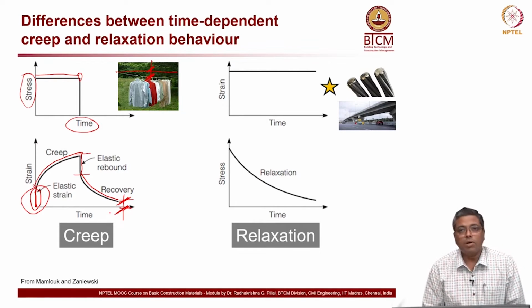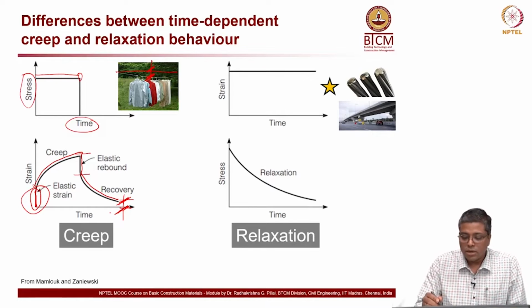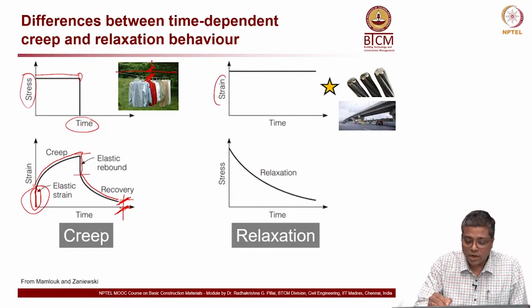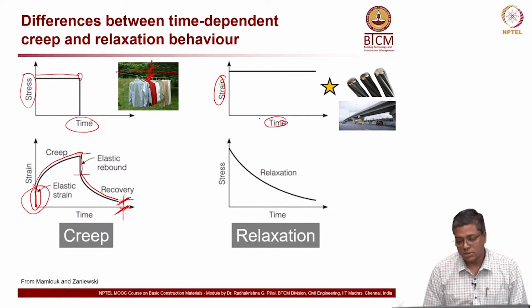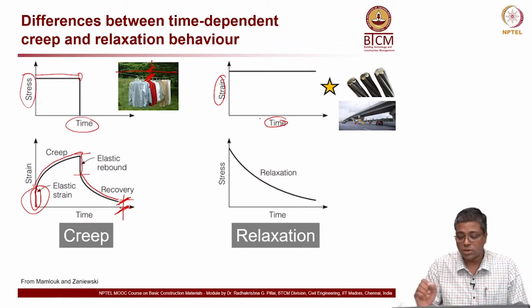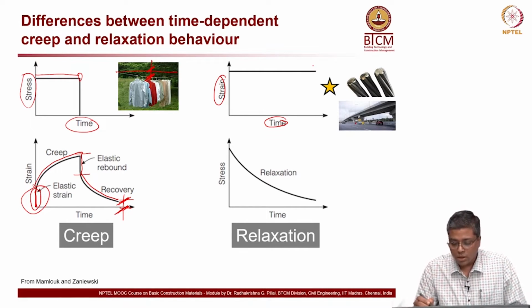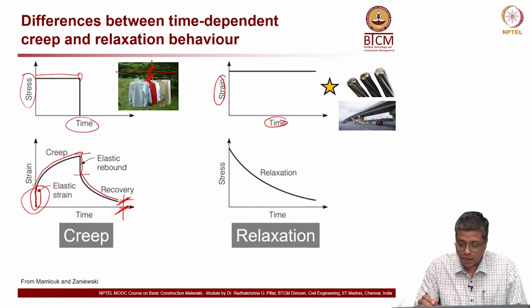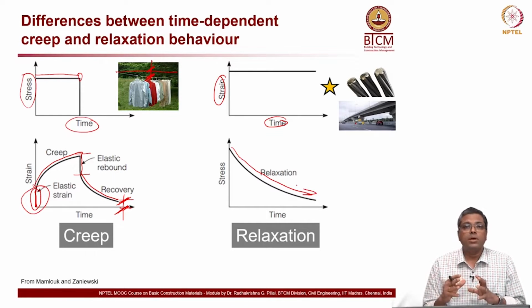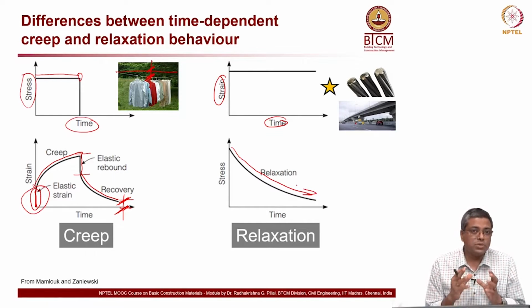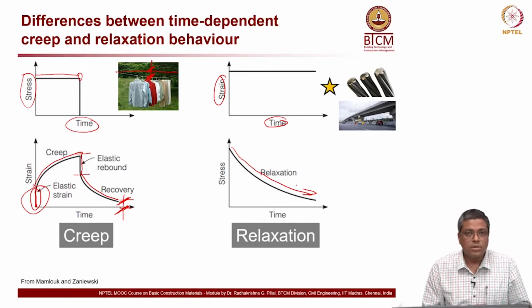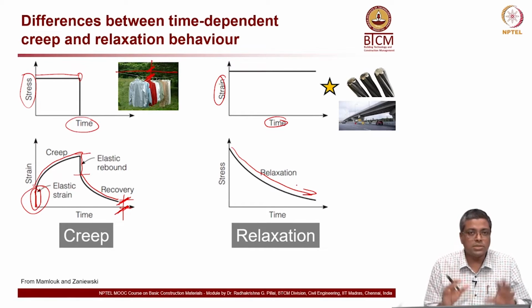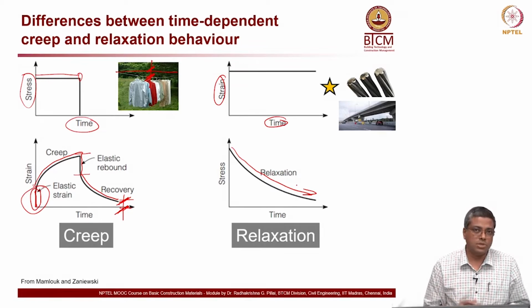Now let us talk about relaxation. Here strain is constant as a function of time, and not the stress. Now when strain is constant, what is happening? Stress is coming down. So some realignment happens within the material, and because of that the stress experienced by the material comes down.